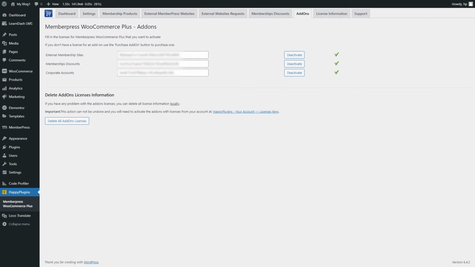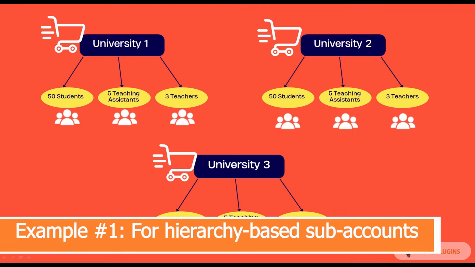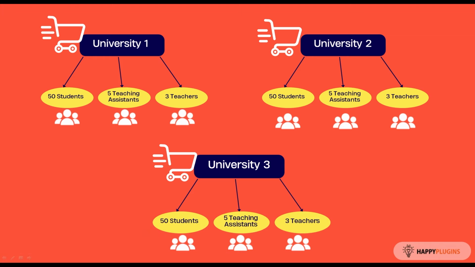Here are 3 different examples of how you can use the add-on's versatile functionalities. Example number 1, using the corporate add-on for hierarchy-based sub-accounts. Let's say you want to create a corporate account for several universities you work with, and you want the corporate account to have the following hierarchy: 50 sub-accounts for students, 5 sub-accounts for teaching assistants, and 3 sub-accounts for teachers.